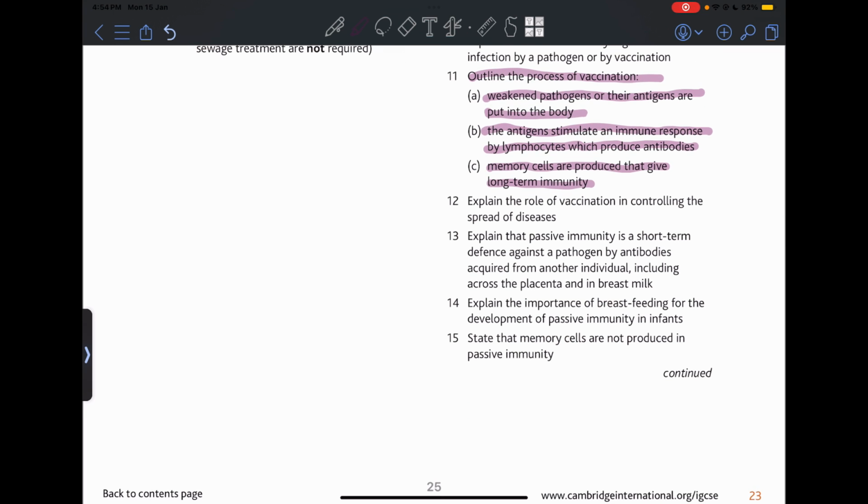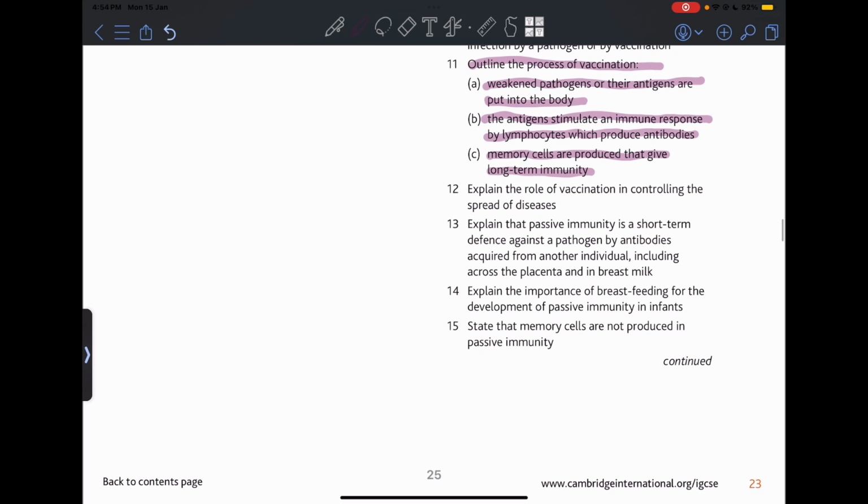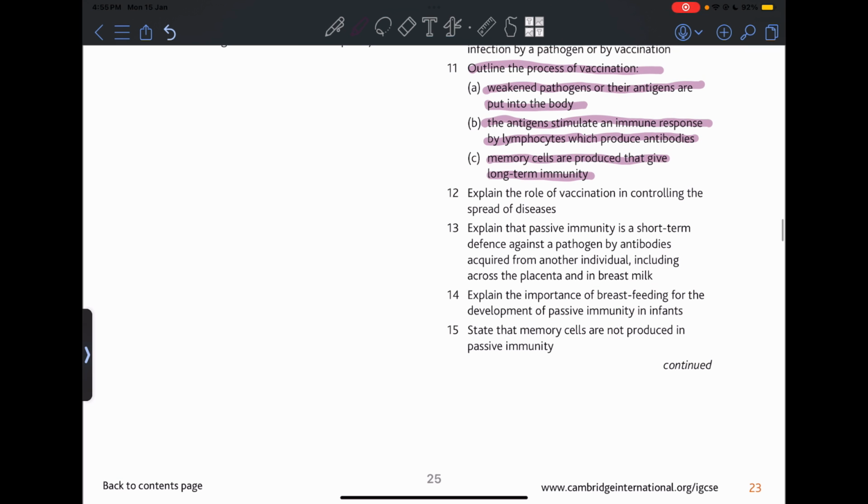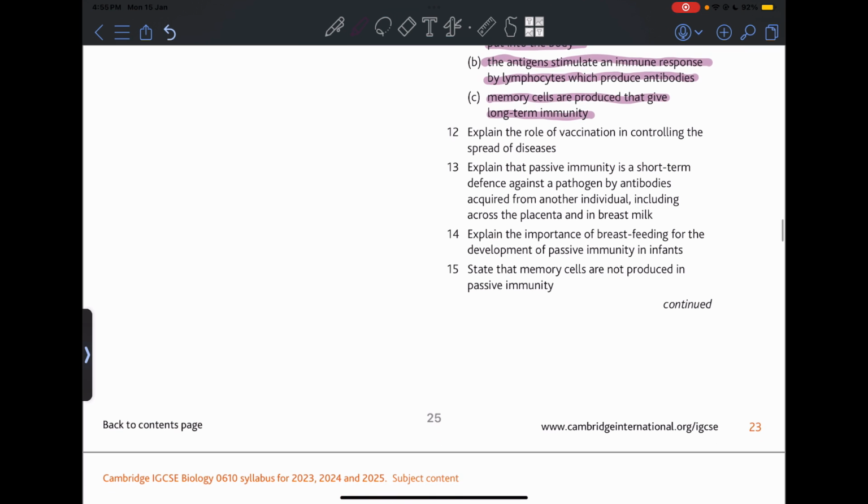13, explain that passive immunity is a short-term defense against a pathogen by antibodies acquired from another individual, including across the placenta and in breast milk. So you can get passive immunity, which is short-term. It is not long-term like the vaccination or actually getting the pathogen. So passive immunity is the opposite of active immunity. It is given from another individual, like across the placenta or in breast milk from the mother. So babies can have this so that they do not get infected and get easily sick and threaten their lives.